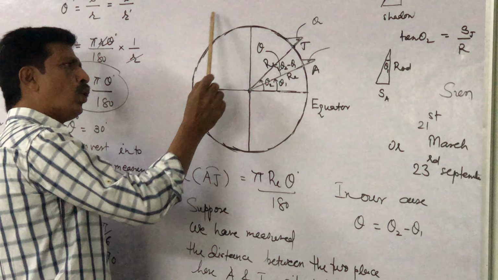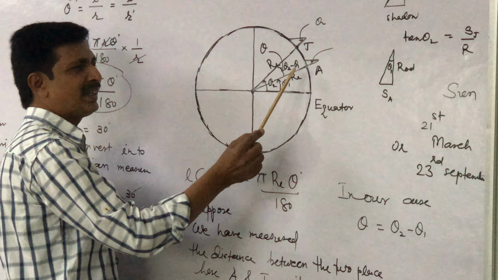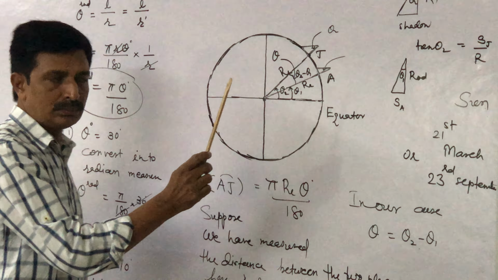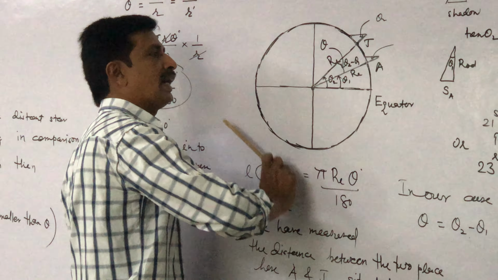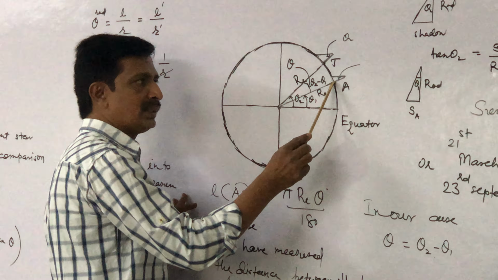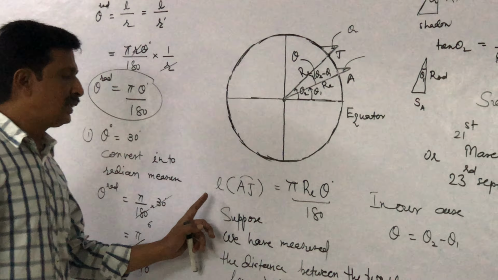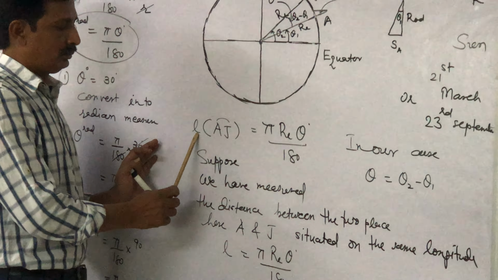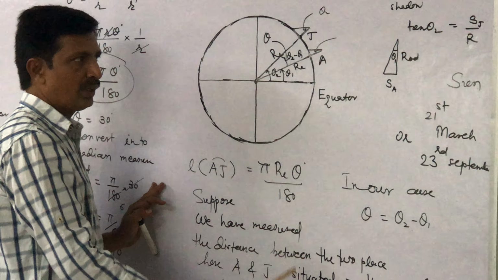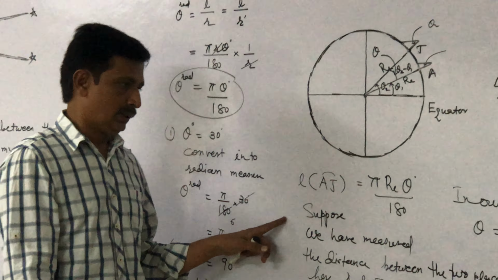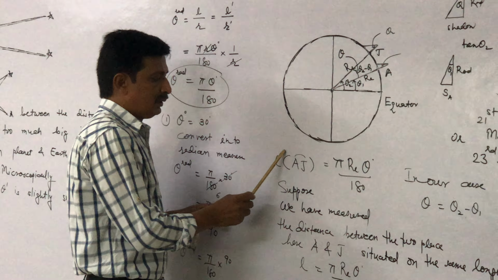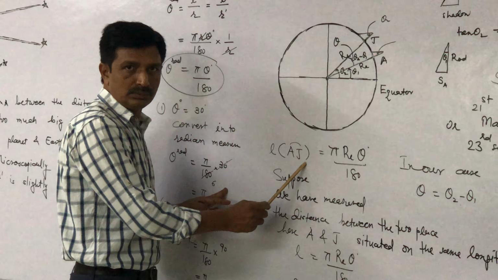We cannot measure the whole circumference, but we can measure the distance between two certain places. We can't measure that whole length, so, performing physically, we can measure this distance using the minor arc length formula. Length of arc AJ is what? L equals pi r theta degree upon 180. In our case, theta is theta 2 minus theta 1. Say this length we have measured physically.